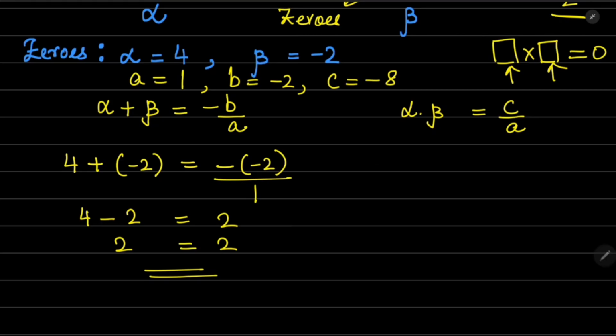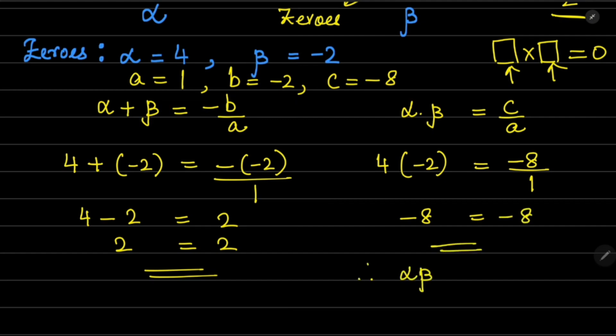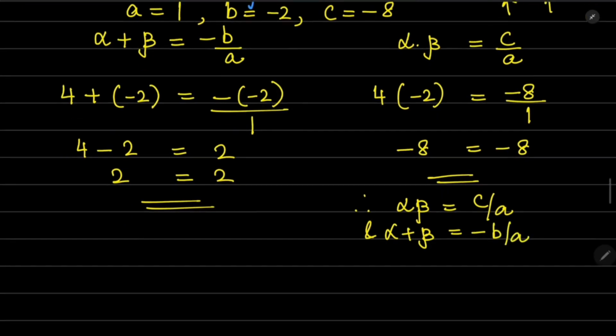What is alpha? Our question 4. What is beta? Minus 2. The product should be equal to c by a. What is c? Minus 8, and a is 1. So 4 into minus 2 is minus 8, equal to minus 8. Hence verified. Therefore alpha beta is equal to c by a and alpha plus beta, the sum of the zeros, is equal to minus b by a. Hence verified.